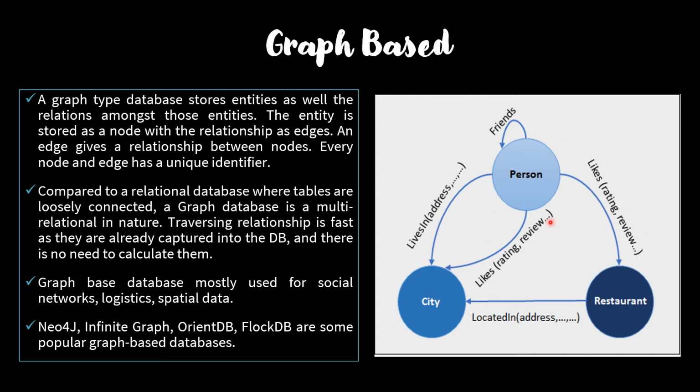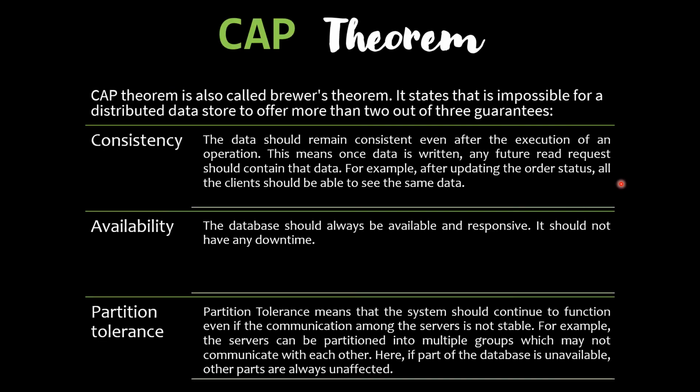Graph-based databases are mostly used for social networks. I think Twitter might use this kind of graph-based network because of how users are linked. There are some popular graph-based databases here: Neo4j, Infinite Graph, OrientDB, FlockDB. I'm actually not very familiar with this kind of database, but I think you can check them out yourself. Then we go to the CAP theorem.